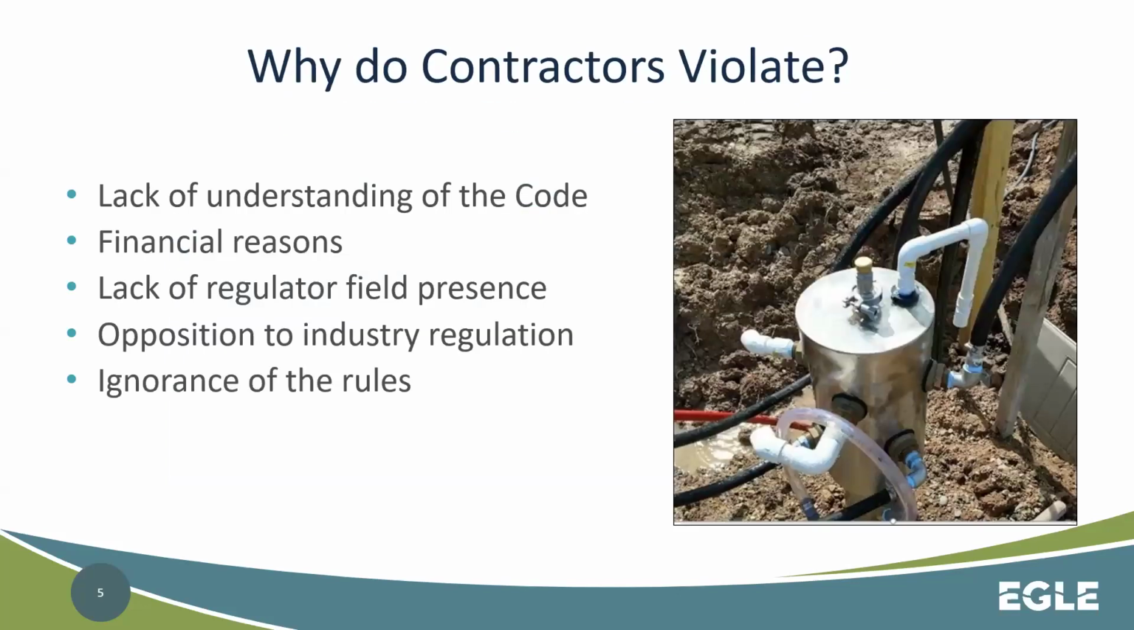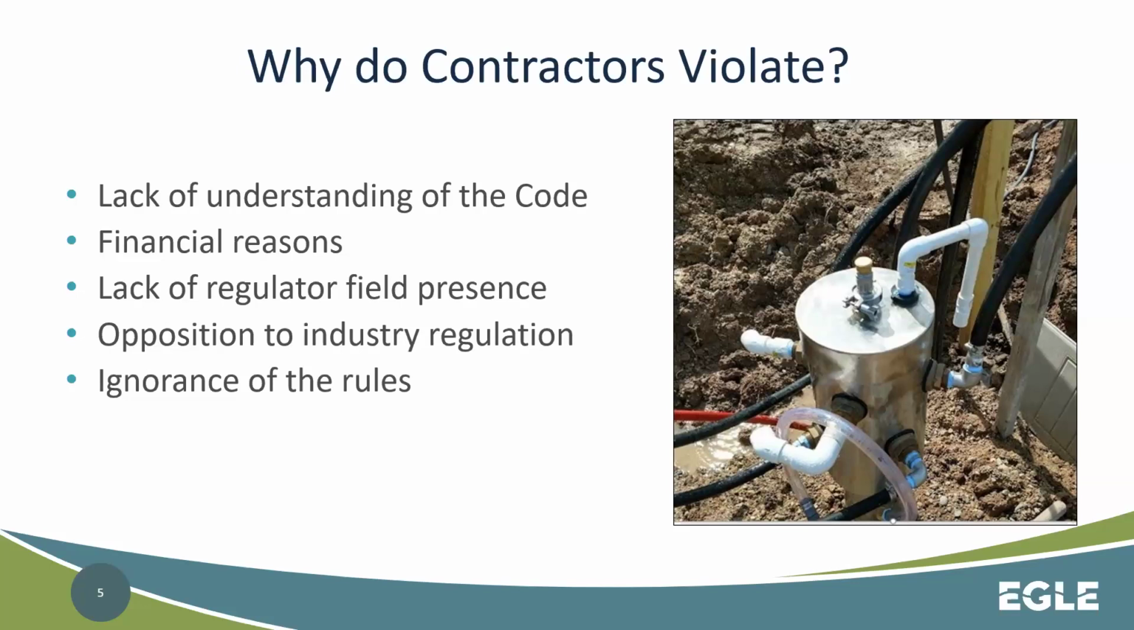And why do contractors violate? We give everybody a code book. They have easy access to the regulations, and it should be pretty simple for people to not violate. But you've got guys that don't understand the code. They can skimp out on some parts of the construction and make more money that way. Lack of a regulator field presence. If you're not out there and they think they can get away with something, being present is a big deterrent.